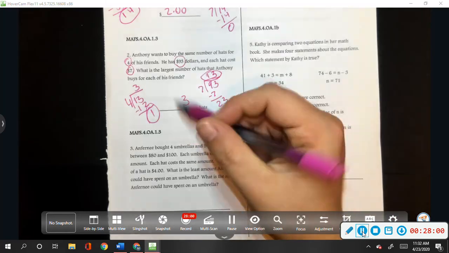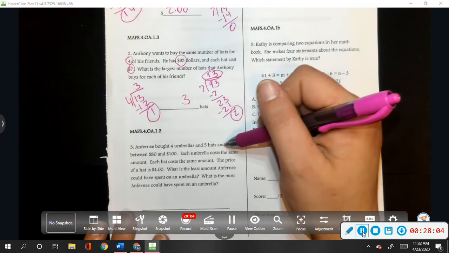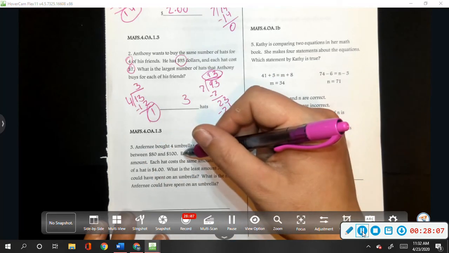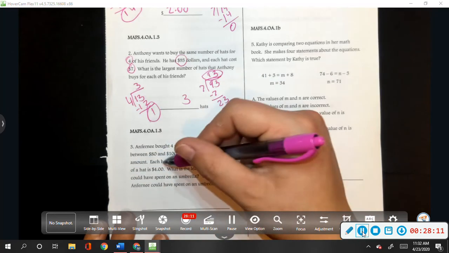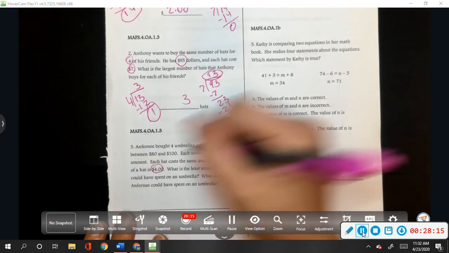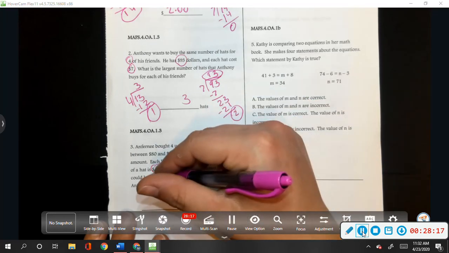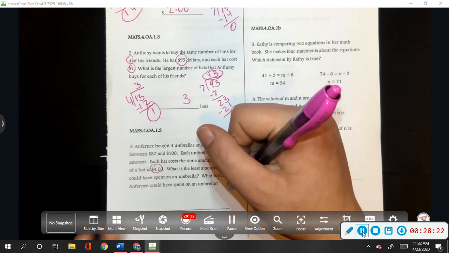Alright, number 3. Anthony bought 4 umbrellas and 5 hats and spent between $80 and $100. Each umbrella costs the same amount. Each hat costs the same amount. The price of the hat is $4. What is the least amount Anthony could have spent on an umbrella? What is the most he could have spent on the umbrella?